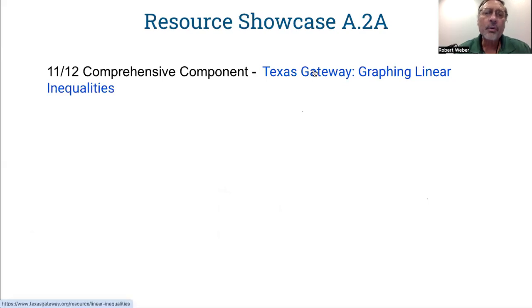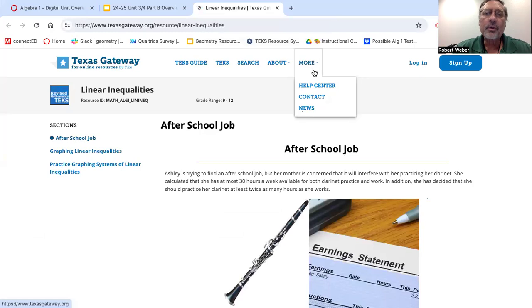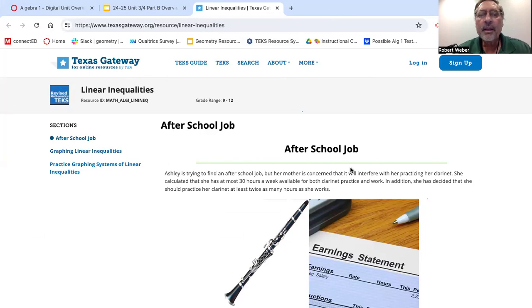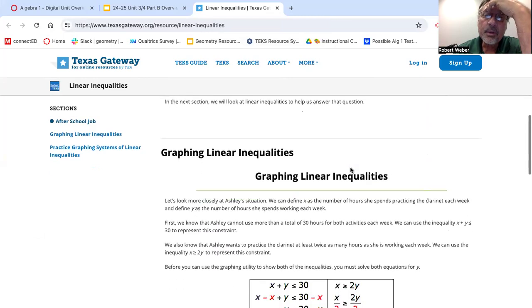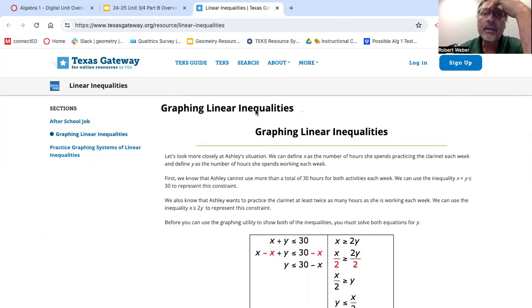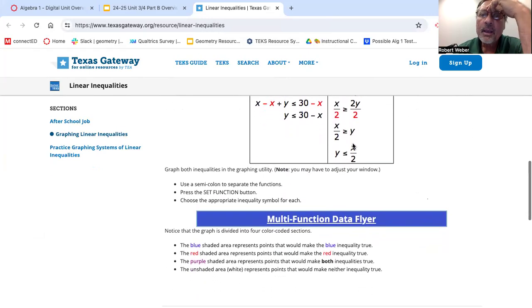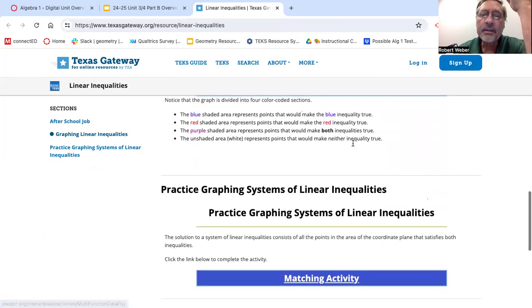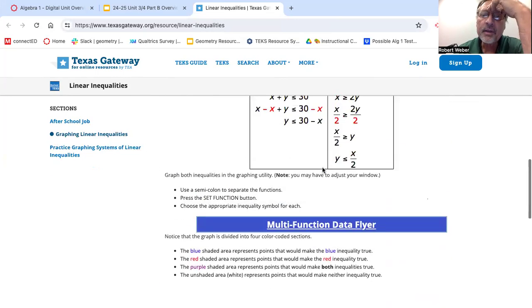I chose to showcase Texas Gateway here. I like Texas Gateway a lot because the instructional components are so good. And so this is working with linear inequalities, especially learning to graph them. The unit is called After School Job, and it's on earning rates, but you can skip by some of this and get right into graphing linear inequalities, which are listed here. It shows you how to turn that into basically slope-intercept form. It gives you practice, and then there's a matching activity.